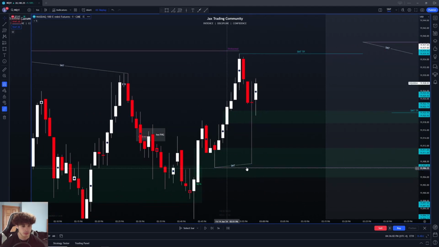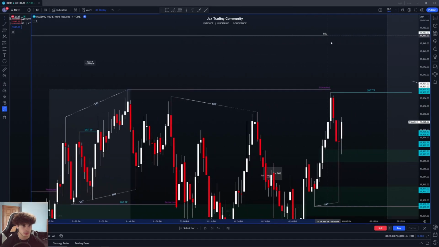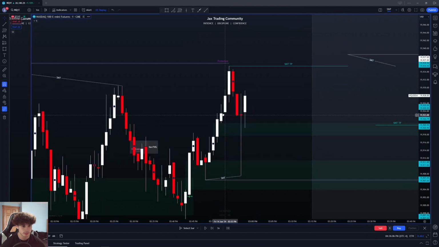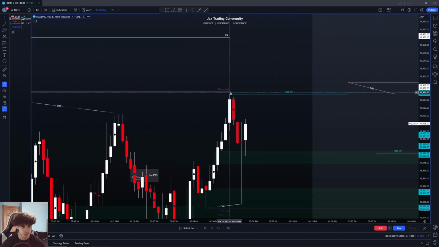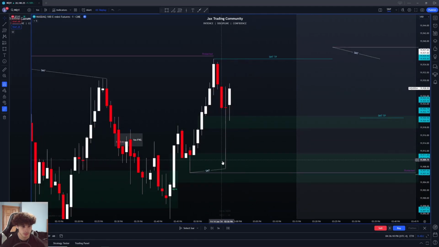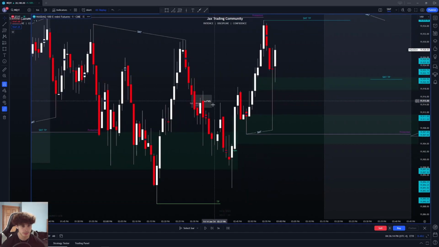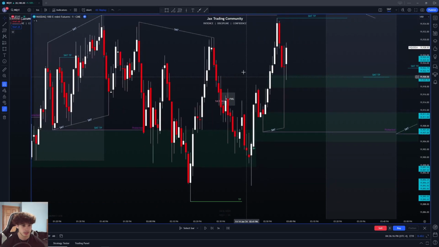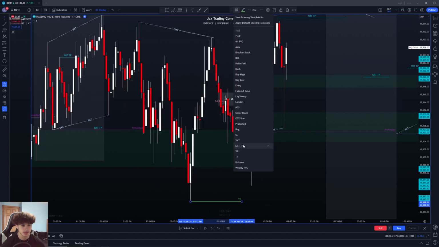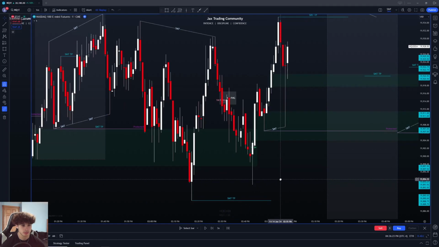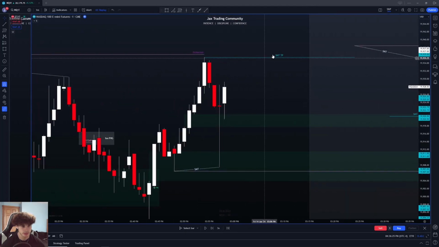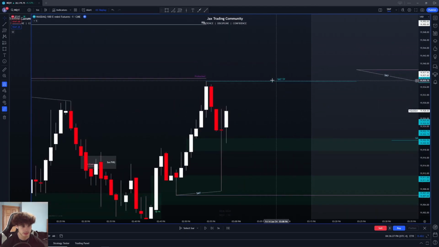Now right here, we form an SMT. This is a bullish SMT. That's more probable. We have this recently protected high that we're very close to. This would be SMT TP. So we have these three PD arrays kind of close to each other. We also disrespected this model right here with this SMT and this SMT TP. So this shows me that we are bullish and we want to go to the upside. So I would expect this to get respected.